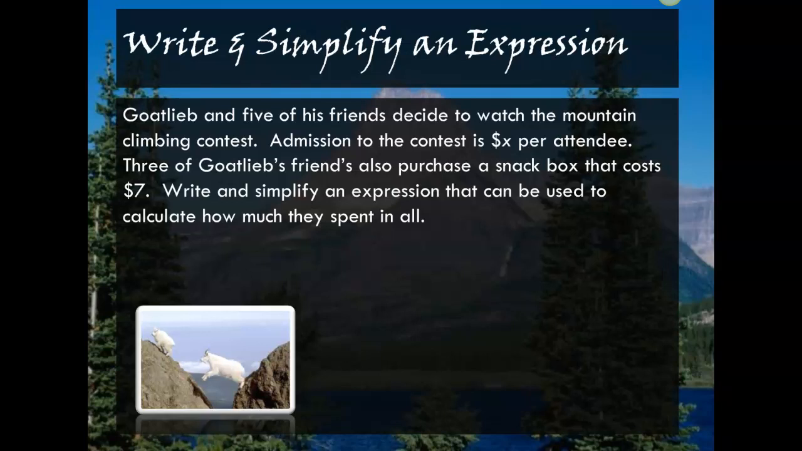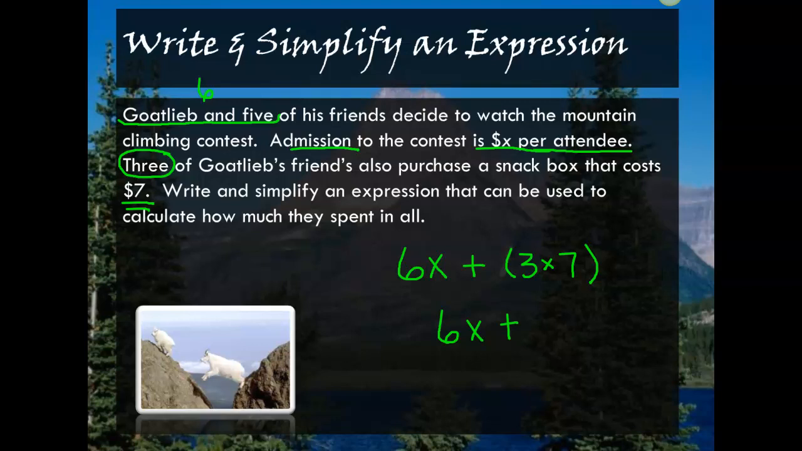One way to write it is to consider first the cost of admission, then the purchase of the snack boxes. We have Gottlieb and 5 of his friends, so we know that 6 goats attended the event. First, we can represent the cost of admission by multiplying 6 times x, which is the cost per ticket. Then we will add the cost of the snack boxes that 3 of Gottlieb's friends purchased. That would be 3 times $7 per snack box. To simplify the expression, we would end up with 6 times the cost of admission plus $21.